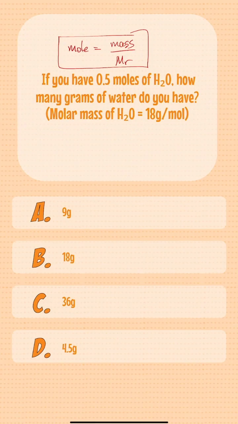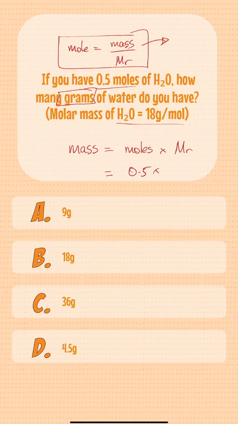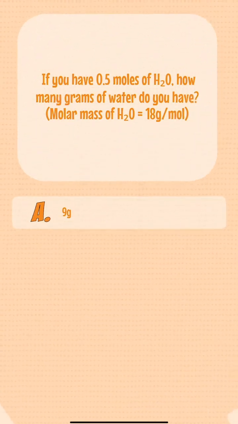We've got our moles here. We've got our MR here. The question's asking how many grams. It's asking for mass. We need to rearrange this equation to get mass as the subject. Mass is equal to moles times MR. So you need to, yep, I'm seeing some of the answers. Moles is 0.5 times that by 18. And that gives you 9 grams. Yes, well done, guys. Answer's A. On to the next one.